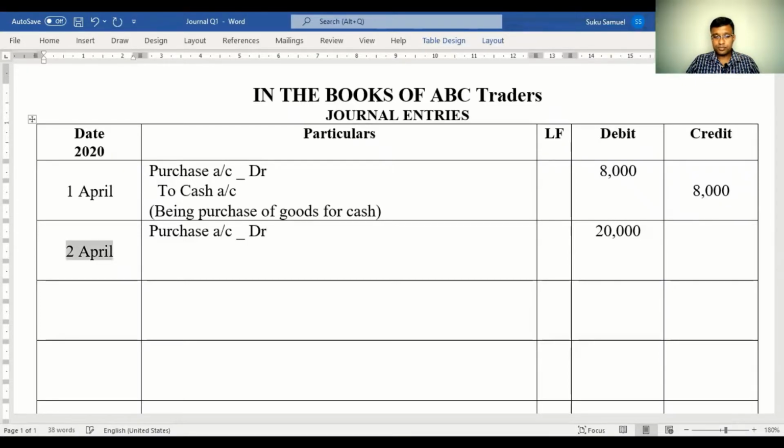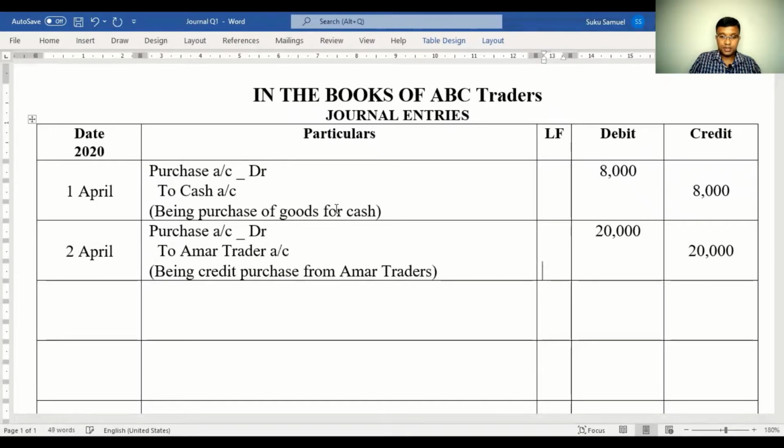20,000 to Amar Trader account. Now Amar Trader account is personal because it is representing a person or an organization. And the golden rule for personal account is debit the receiver, credit the giver. And Amar is giving. So we are crediting Amar account. Being credit purchase from Amar Traders. So with that, we have completed the second transaction.